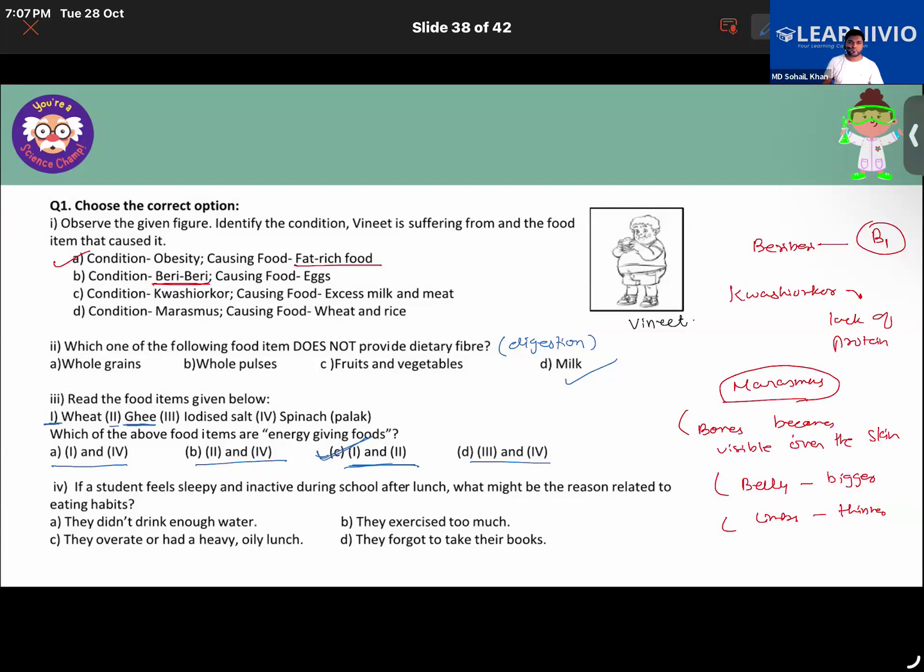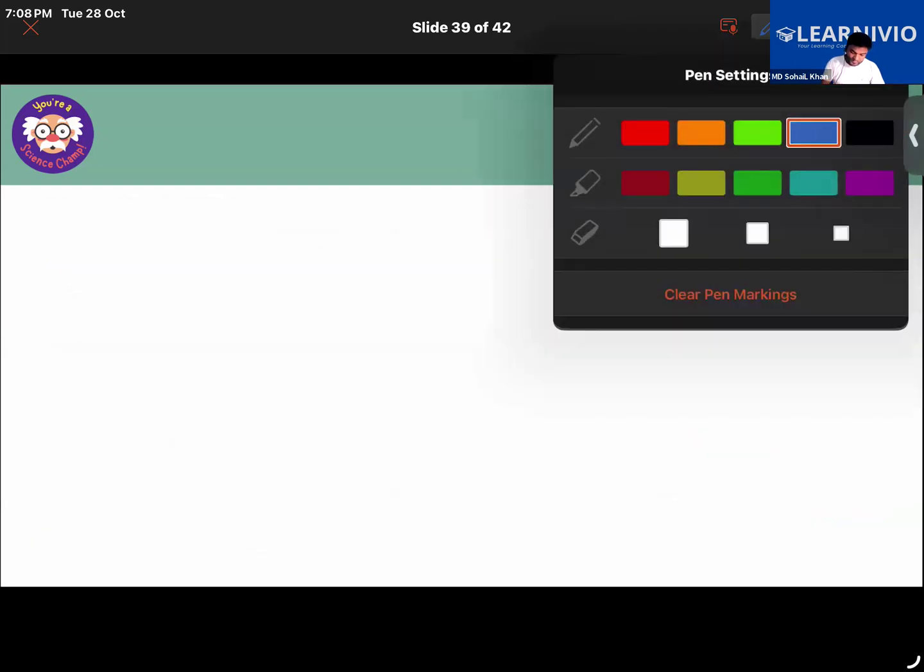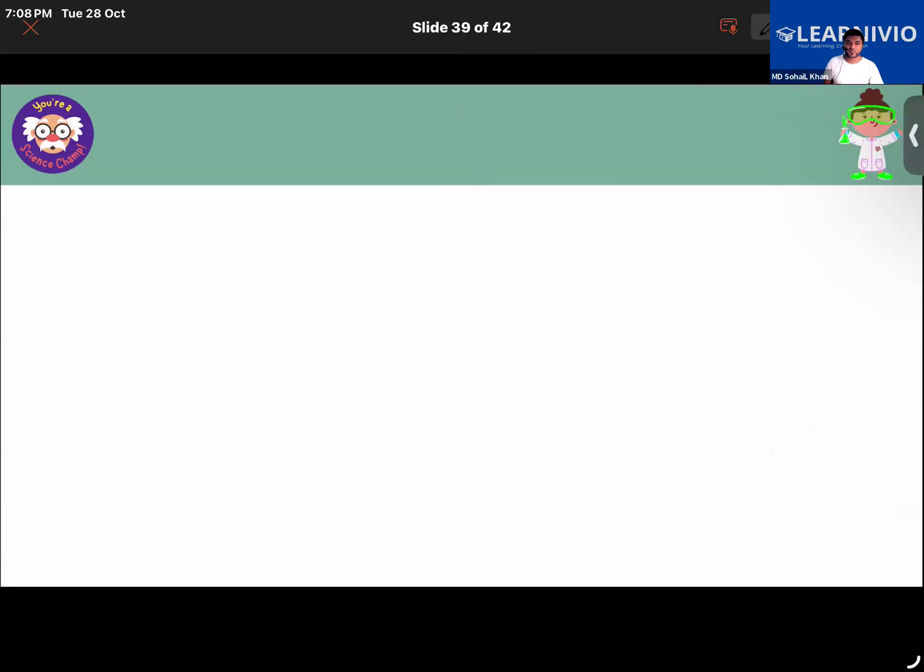I think it's option C. So if a student feels sleepy and inactive during school after lunch, what might be the reason related to eating habits? Exactly, so option number C is correct. Okay, good. Let's do a few more questions.